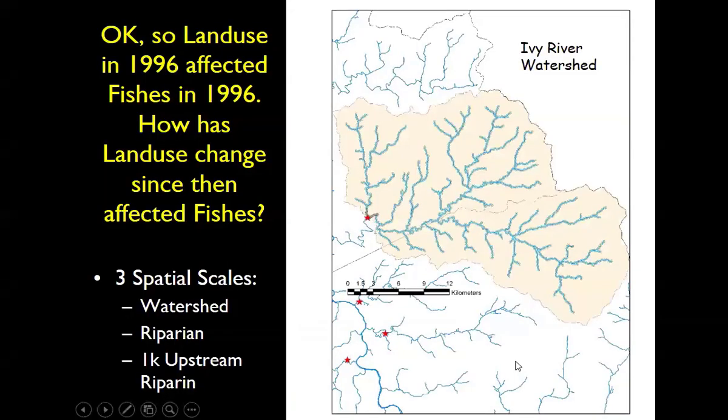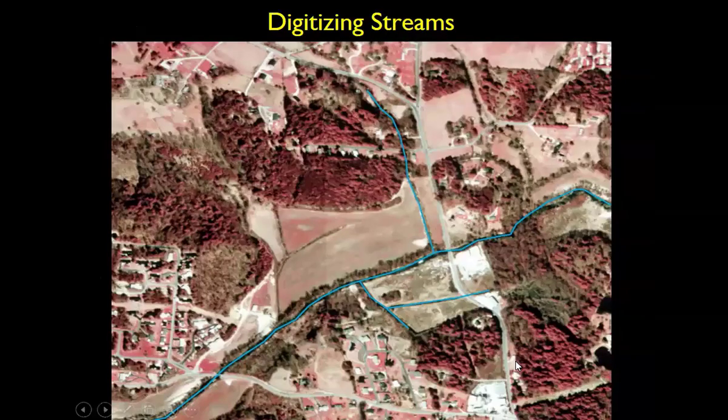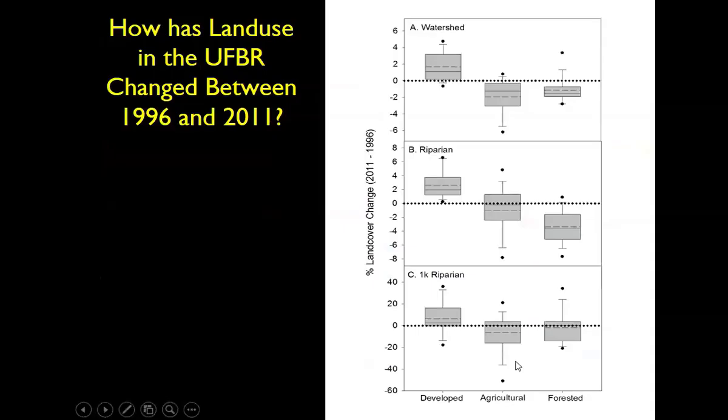Anyway, all right, and then just to show you where to go from there. So then with my research students, we did some GIS work where we looked across the whole watershed. We looked at the riparian zone, so like 100-meter buffers all along all the streams in the watershed. And then we looked in the 1-kilometer upstream riparian zone. And we looked at how land use had changed from 1996 to 2011 in all those areas. And so we did a lot of this, looking at aerial photos, digitizing streams and stuff.